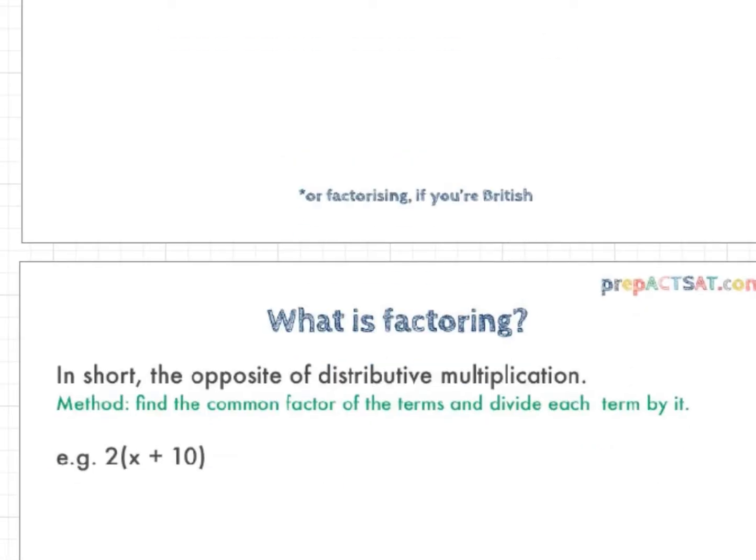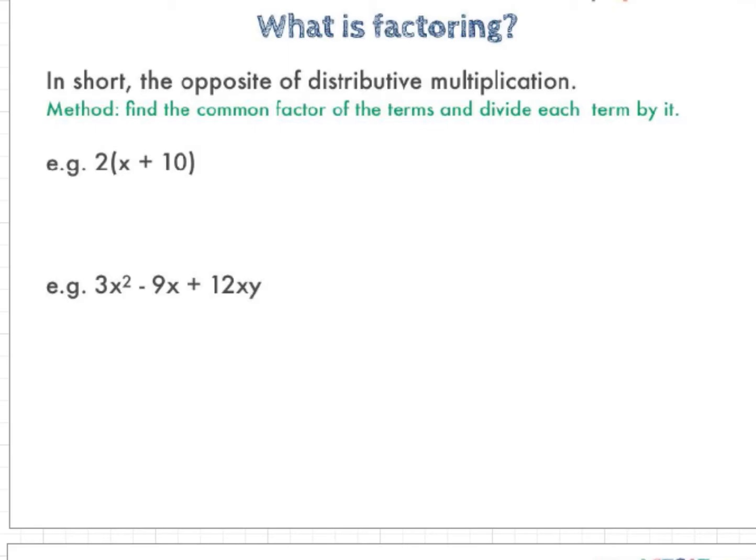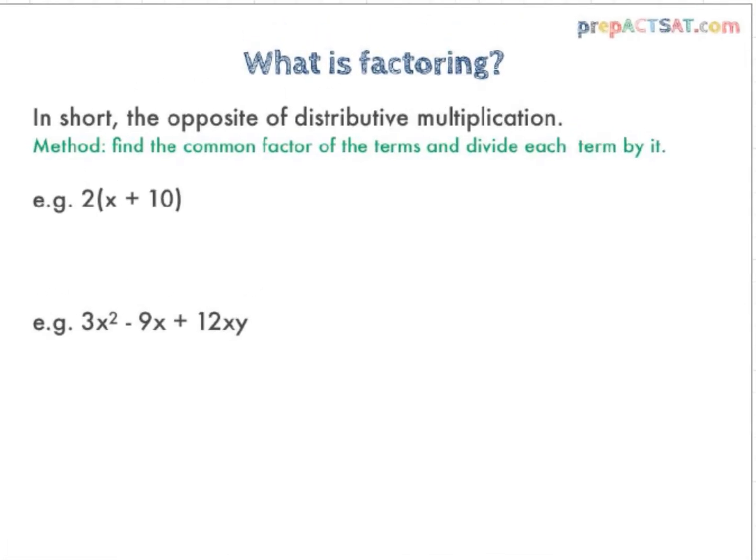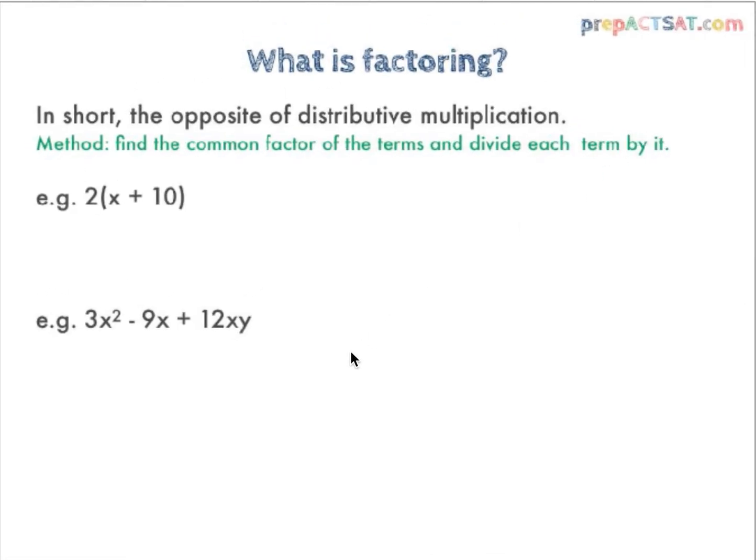Okay, let's start with first things first. Let's talk about what factoring actually is. Factoring is basically the opposite of distributive multiplication. So here's distributive multiplication. I'd multiply the 2 into the brackets here, and I'd get 2x plus 20.